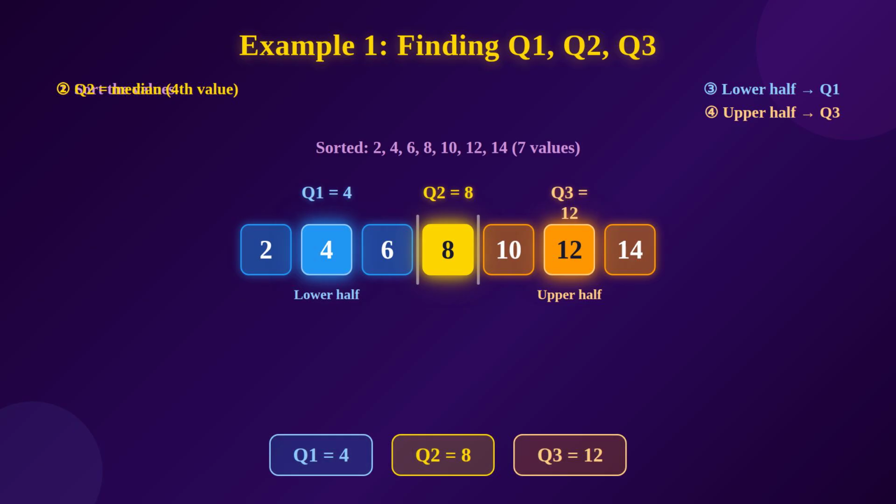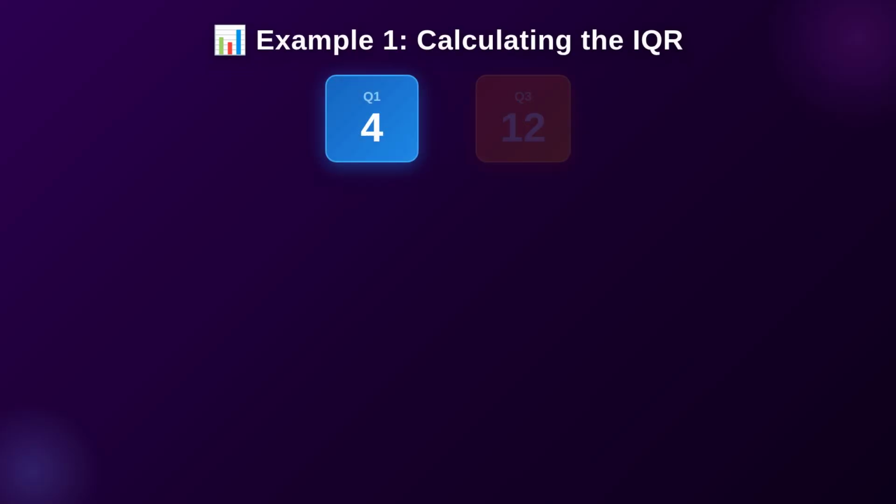Step 3, the lower half is 2, 4, 6. The median of those 3 numbers is 4, so Q1 equals 4. Step 4, the upper half is 10, 12, 14. The median there is 12, so Q3 equals 12. Marcus is already getting it.